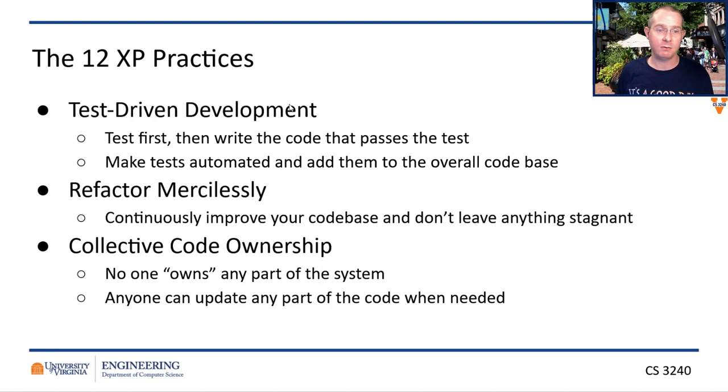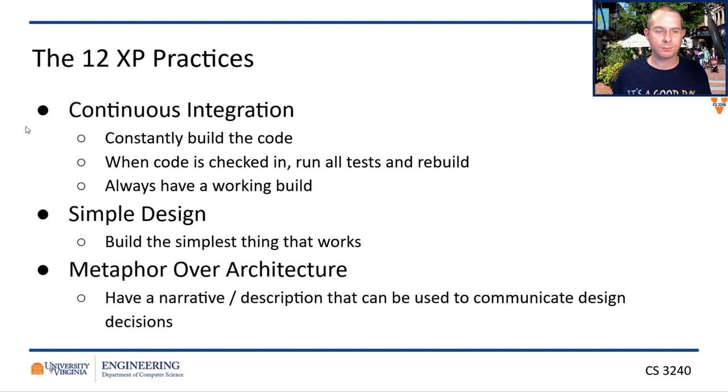Continuous integration is the idea that we should have a system that's constantly building the code. So you write the code, it gets checked in, all the tests happen, and then you always have a working build. We are doing this. This is Travis. This is exactly what we're doing. Simple design, build the simplest thing that works. Great. Metaphor over architecture. I hate this one, mainly because the idea is, can you come up with a cute metaphor to explain your software to someone else? If the answer is yes, then great.